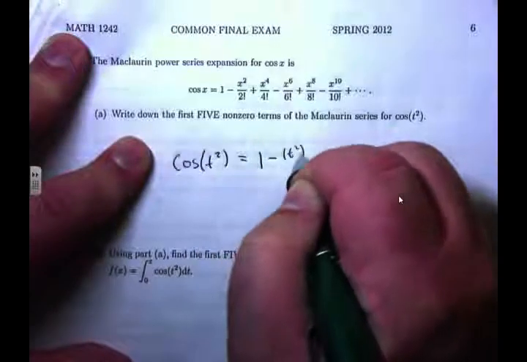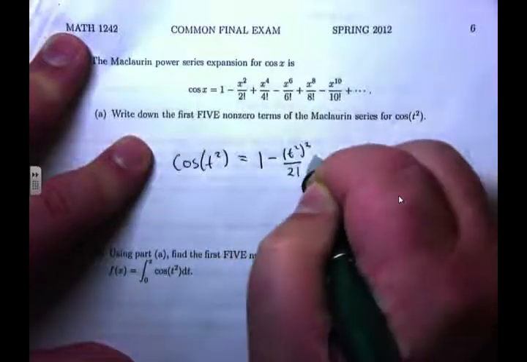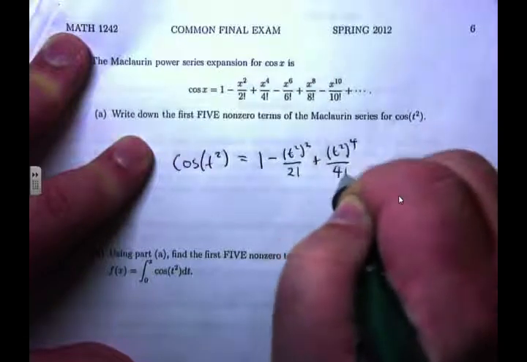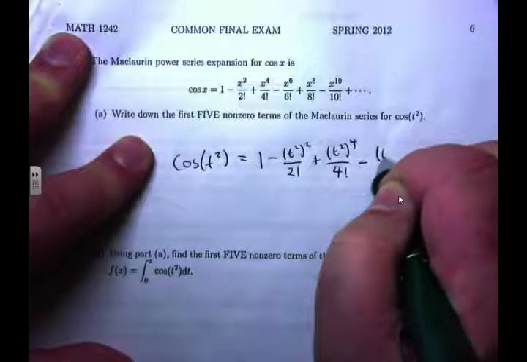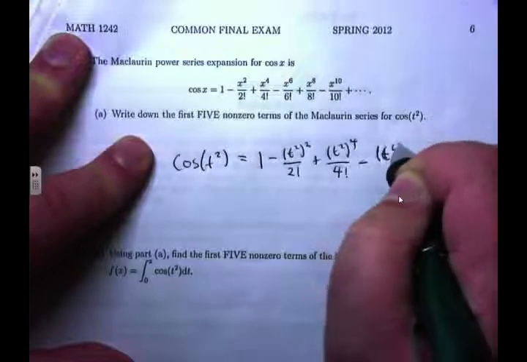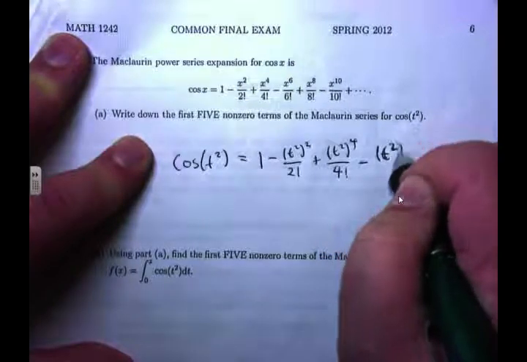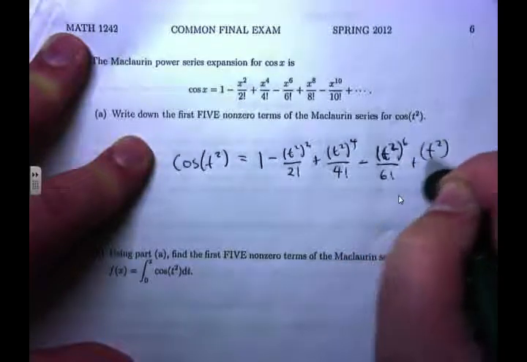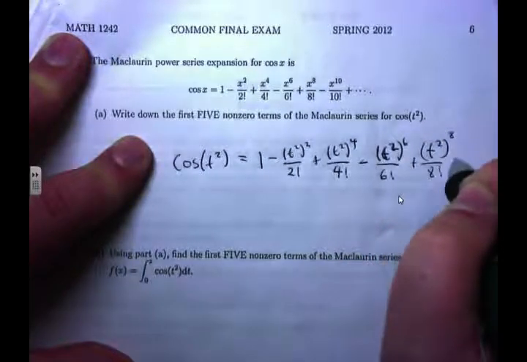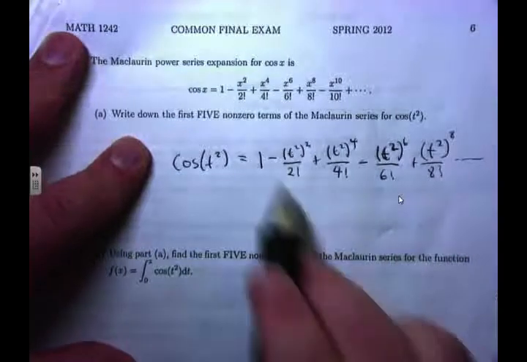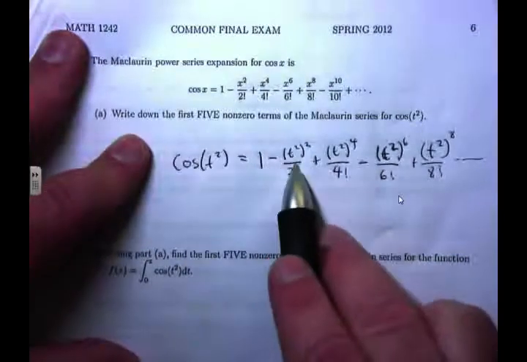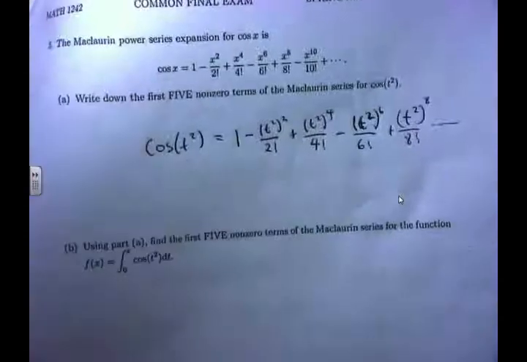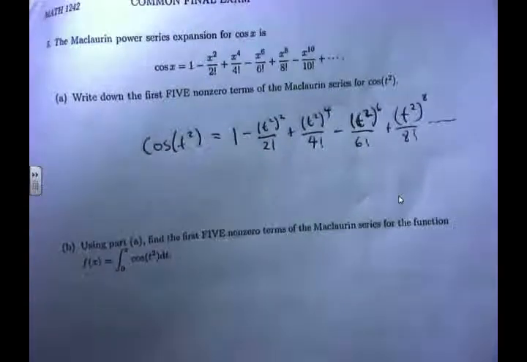1 minus t squared squared over 2 factorial plus t squared to the 4th over 4 factorial minus t squared to the 6th over 6 factorial plus t squared to the 8th over 8 factorial, yada, yada, yada. And all I'm supposed to do is write down the first 5. 1, 2, 3, 4, 5. So I'm happy at this point. And they did say 5, so I had to write down all these guys.